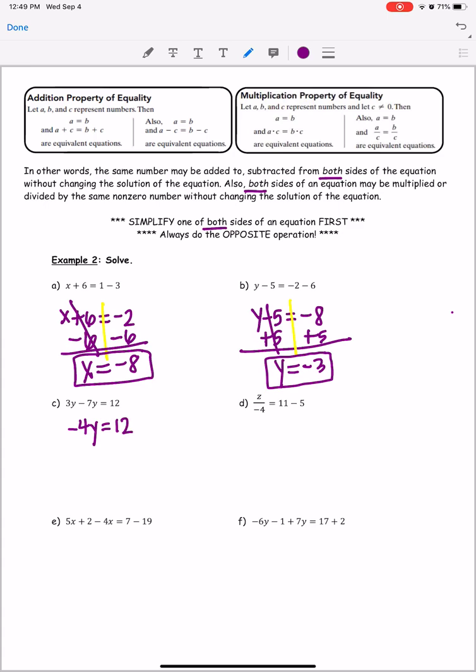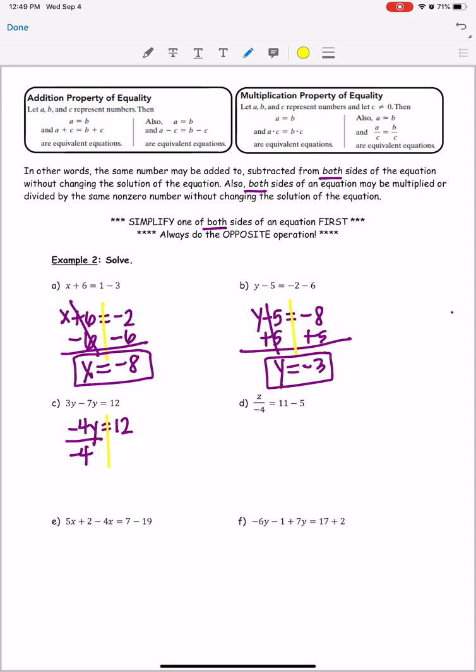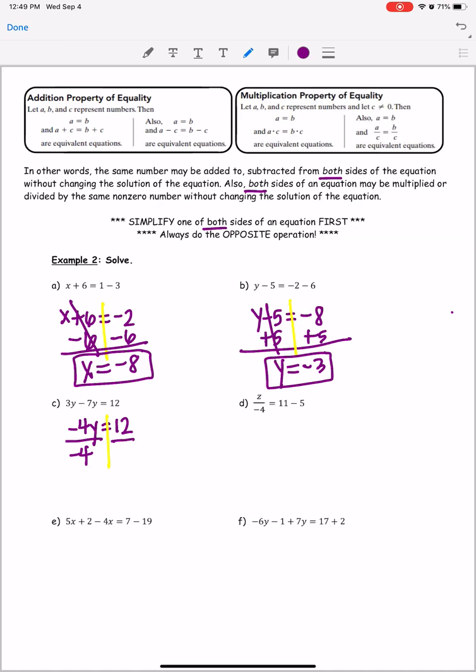So now what's going on between that negative 4 and y? Well, y is being multiplied by negative 4. So the opposite of being multiplied by negative 4 is to divide by negative 4. And what I do to one side of this equation, I must do to the other side. So if I'm going to divide the left by negative 4, I must also divide the right. So negative 4 over negative 4, that's 1. So those cancel. So I get y equals 12 divided by negative 4. Those are different signs, so it's going to be negative. We get negative 3.